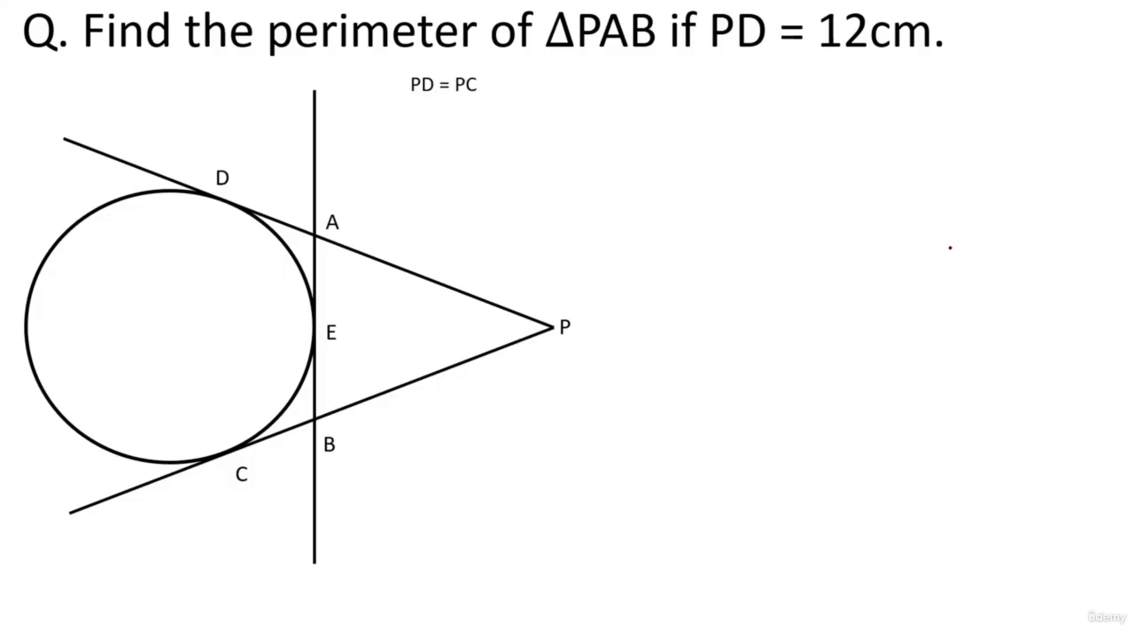Okay, guys. So we know that PD will be equal to PC. Okay, from this point P, I'm drawing two tangents. एक ये PD है, दूसरा ये PC है, right? So both of these lines will be equal. Why? Tangent segments from an external point to the circle are equal.